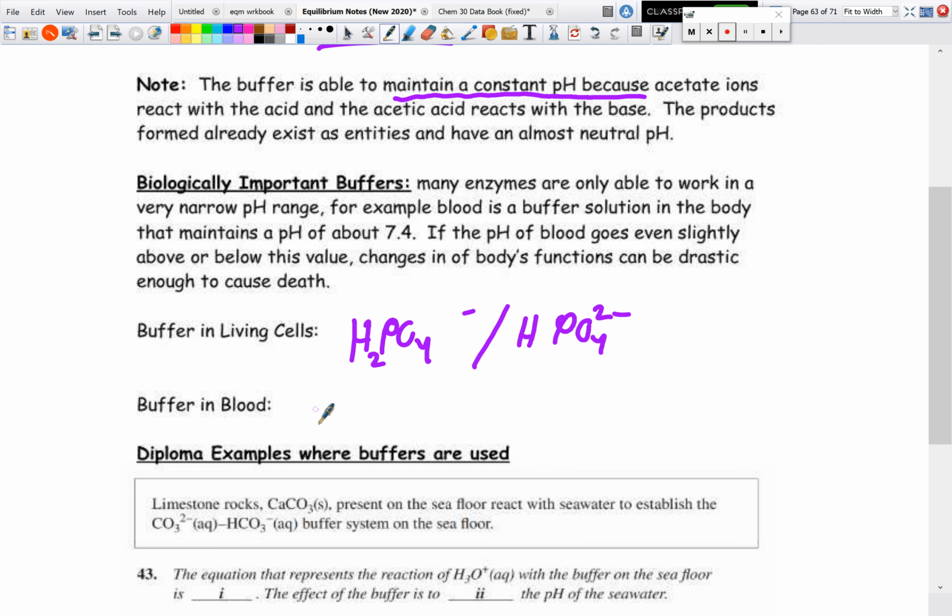And in our blood, we have our HCO3 minus and our CO3 2 minus. So these are kind of important buffers inside of our blood and our living cells.